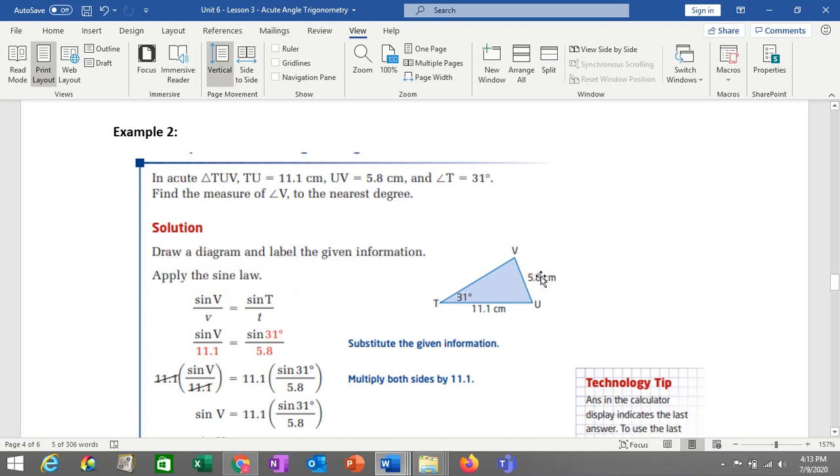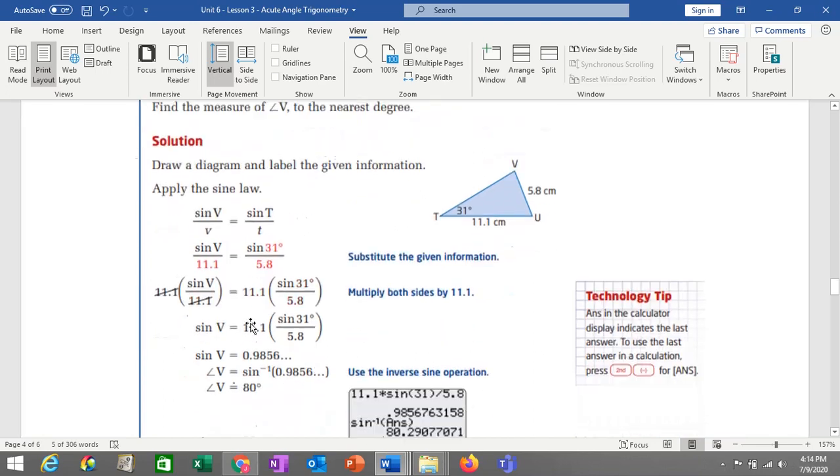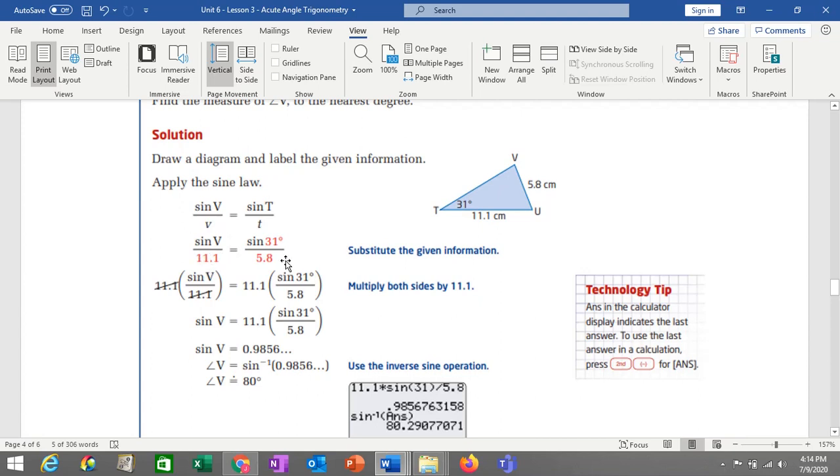Okay, so 5.8 goes with sine of 31. So they've put sine on top this time. Again, it doesn't matter. You can put sine of 31 on the bottom and 5.8 on the top if you like, as long as you're consistent over here. So sine of 31 divided by 5.8 is equal to sine of V divided by 11.1. Okay, we want to isolate V, so we're going to multiply both sides by 11.1 to get rid of the 11.1.